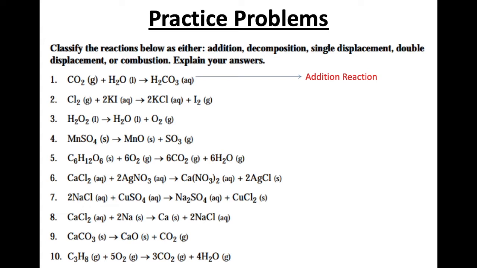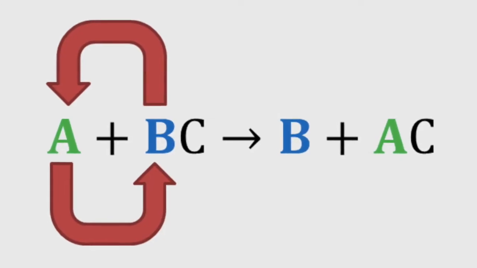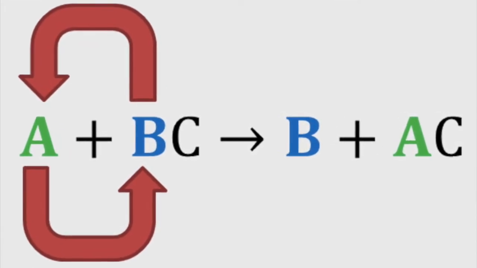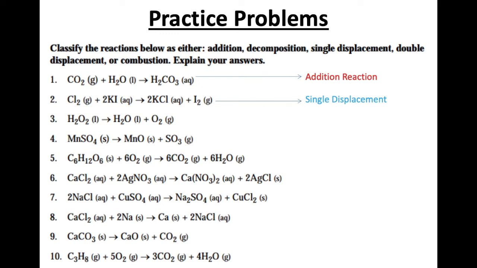Number 2, Cl2 plus 2KI, and then you get 2KCl plus I2. This is a single displacement reaction. The reason being is that you see that the chlorine replaced iodine attached to the potassium on your product side. It's singly displaced, moved around the iodine, so now it's on its own on the product side.